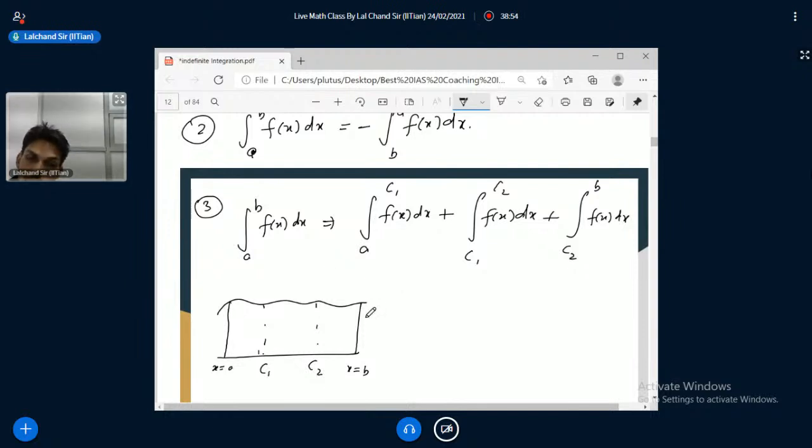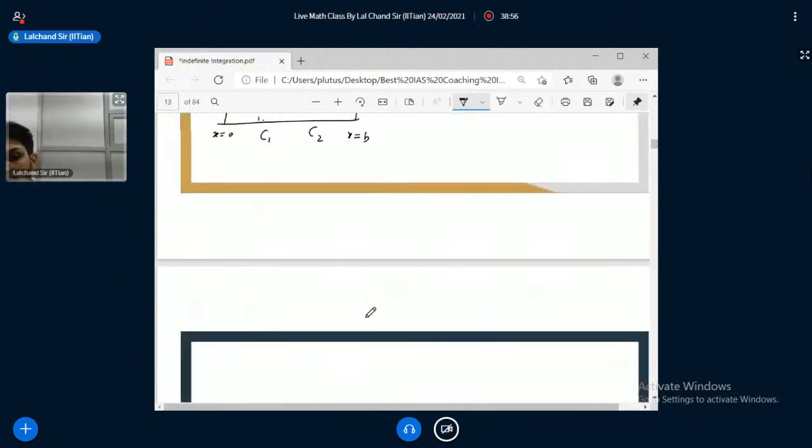Okay, so based on these properties, let us solve some questions. So the first question is, calculate the integral from -1 to 2 of mod of x cube minus x dx. Can you calculate this integral from -1 to 2 of mod of x cube minus x? Take your time and try to solve this sum.